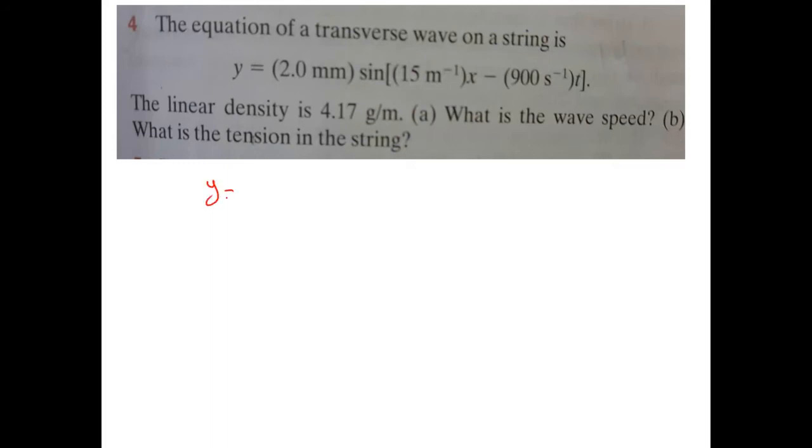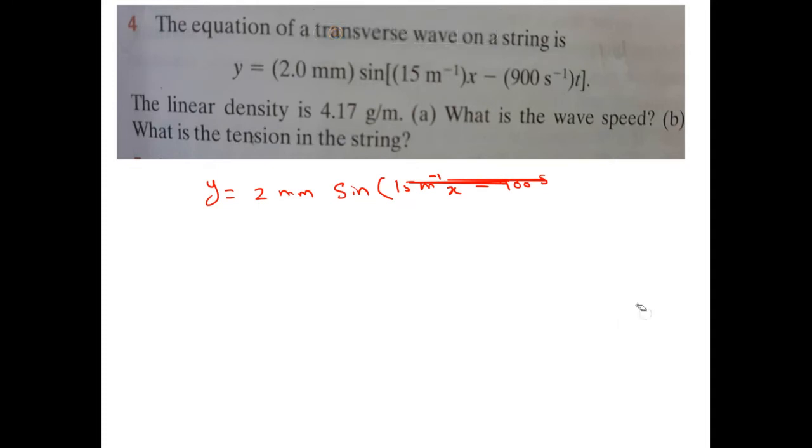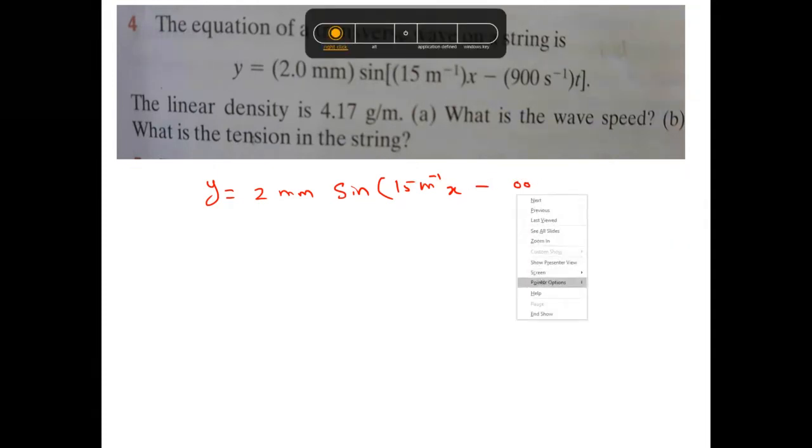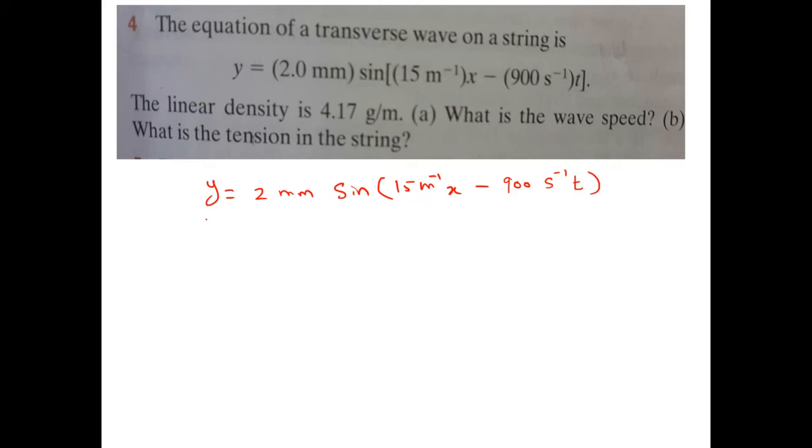Okay, I can just write it again. y equals 2 millimeter sine of 15 per meter multiplied by x minus 900 per second t. So if I just write the wave equation, this is ym sine of kx minus omega t.